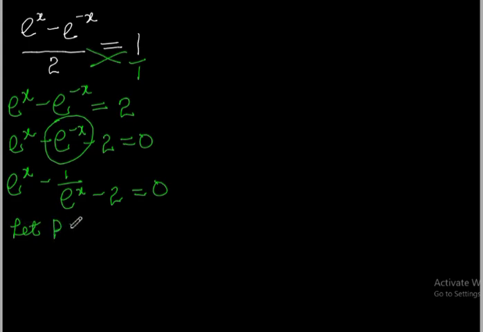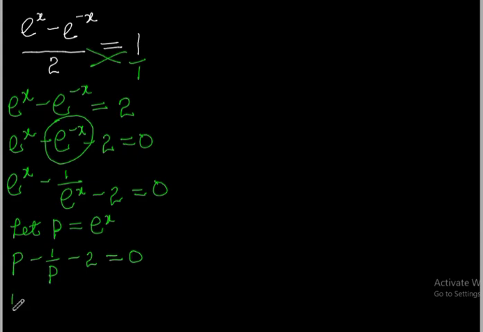Going forward, we can let p equal e^x, since we have e^x common to this and this, so that this equation now becomes p minus 1 over p minus 2 equals 0. Now to eliminate this fraction, we can multiply through by p.